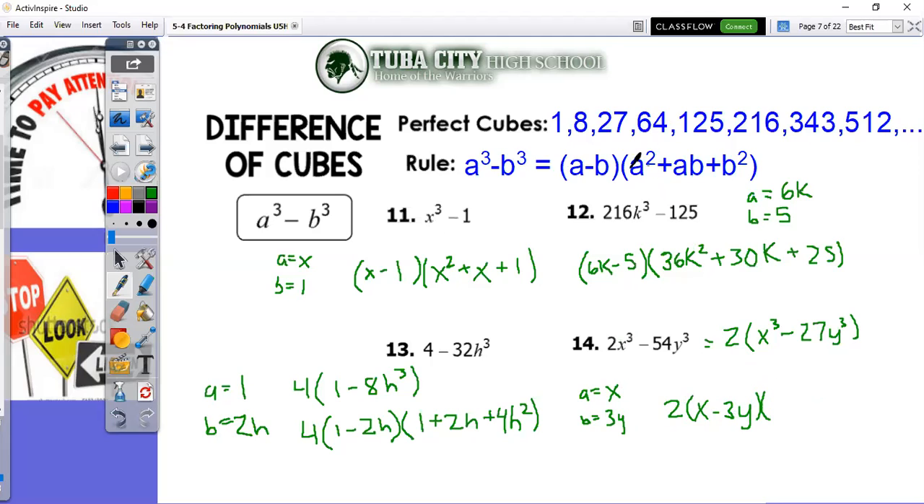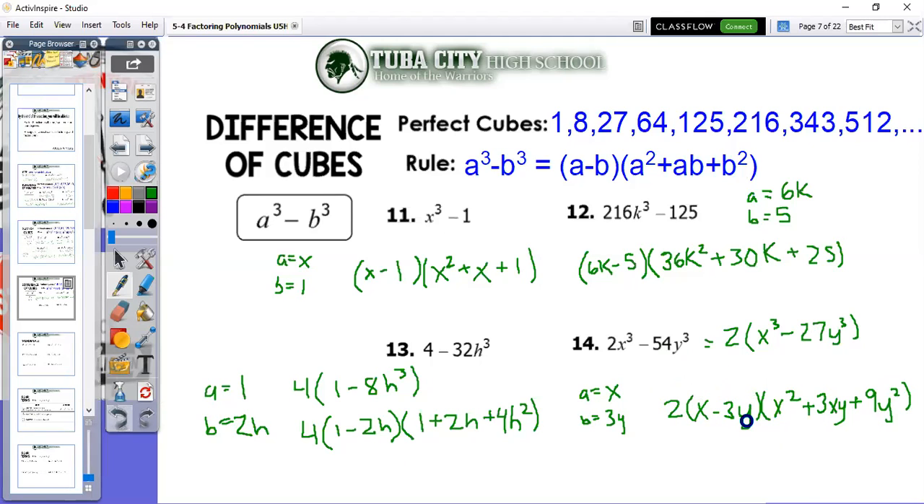Now let's get on to the trinomial part of it. So a square is actually going to be x squared plus a times b, so x times 3y. And don't forget to put them in alphabetical order, so it's going to be 3xy, plus b squared. So this would be 3y, and we square it. So 3 times 3 is 9. Y squared, we get y squared. So there we go. That's our factored solution here. And that's pretty much it.